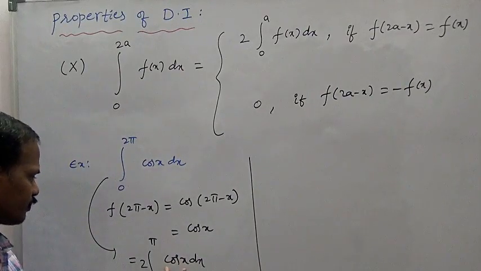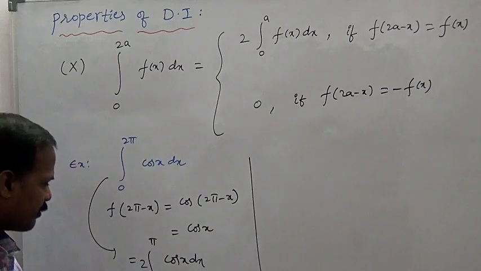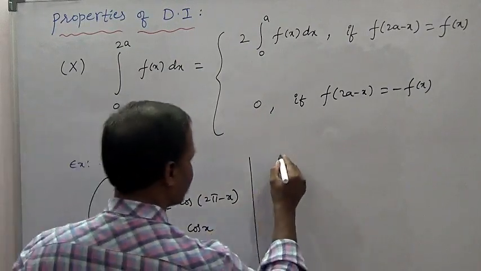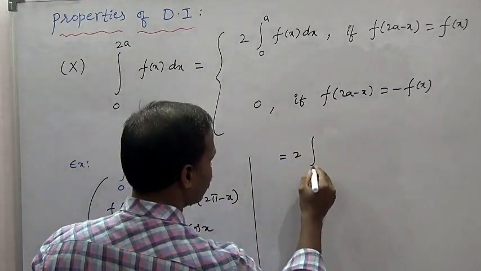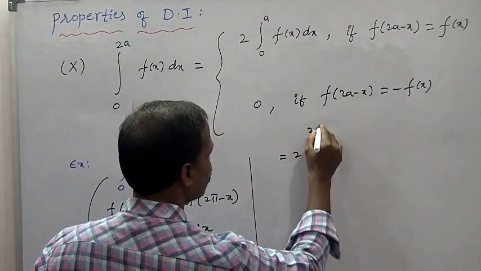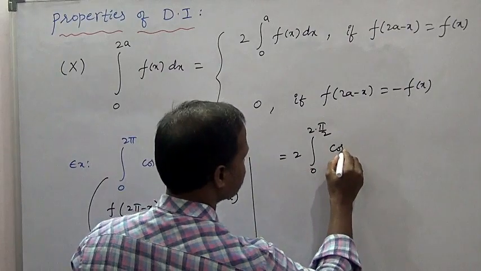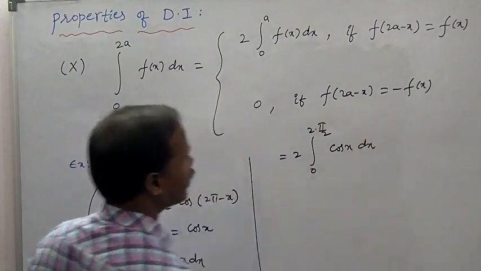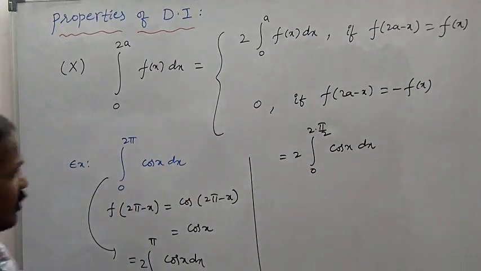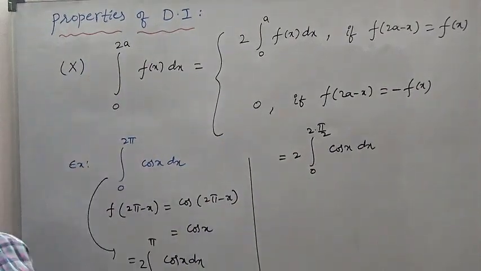Now again this pi can be written as 2 into pi by 2, so we get 2 into integral 0 to 2 into pi by 2 of cos x dx. Now again this is of the form of this property.